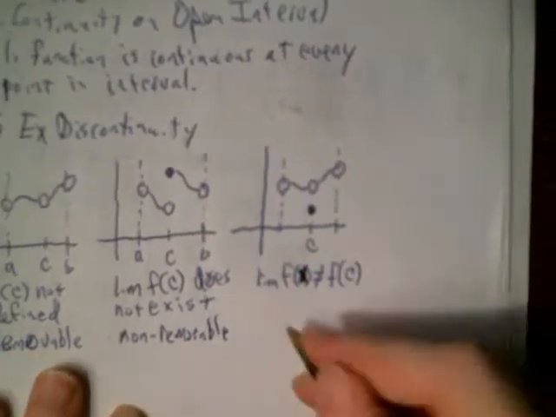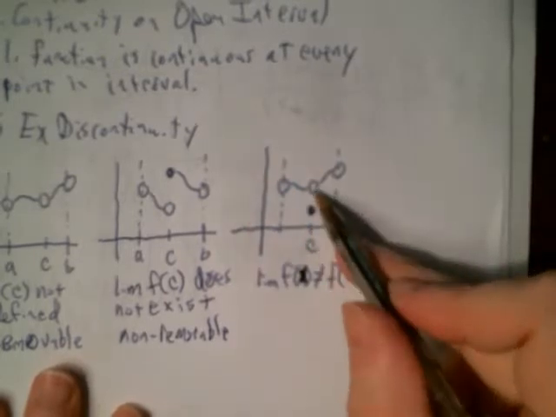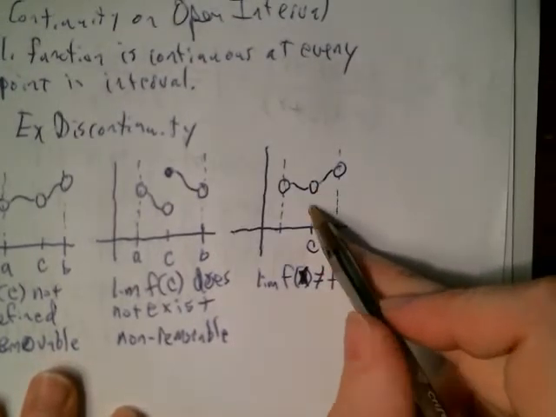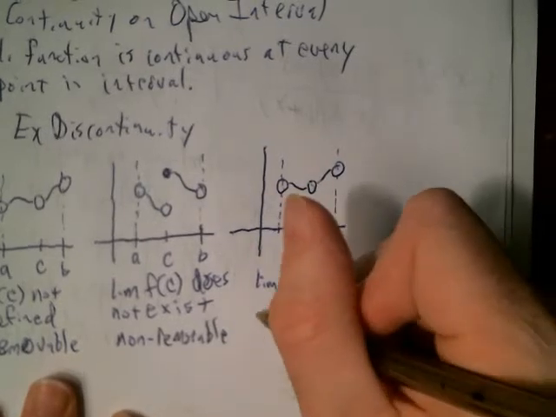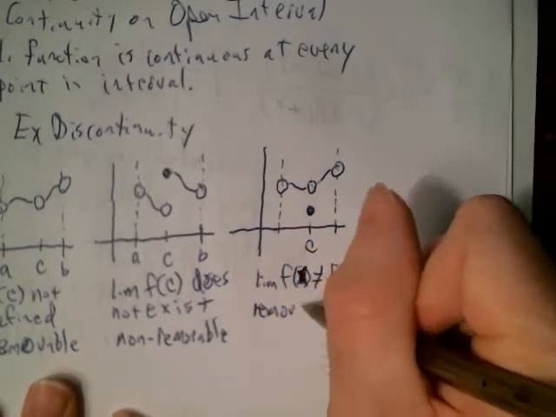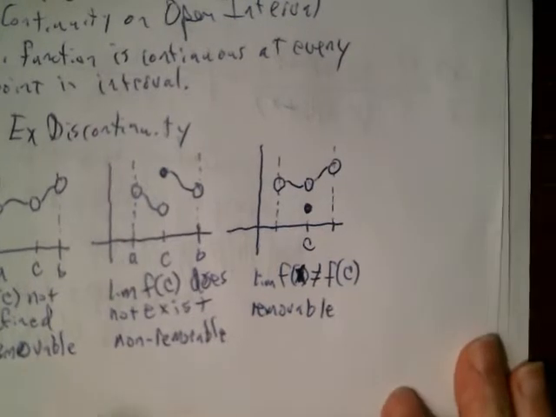Okay, so in this case, it is fixable. You just redefine your y value, your f of c value, to be here. So we'll call that a removable discontinuity.